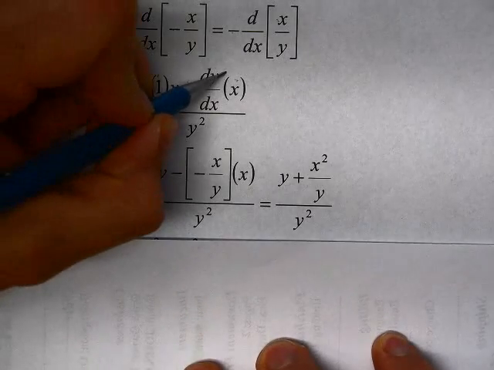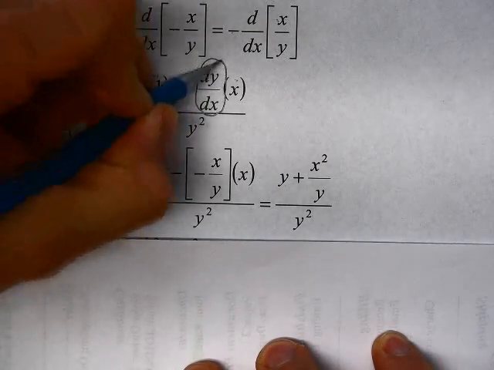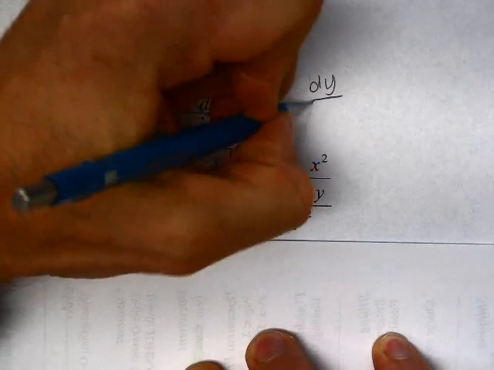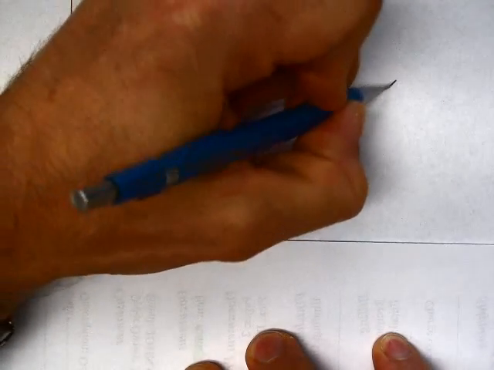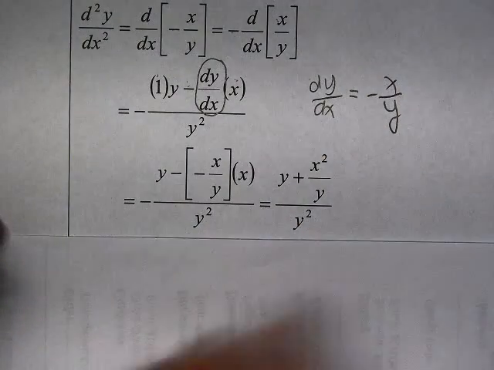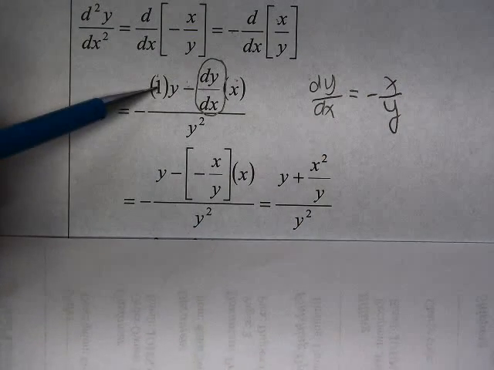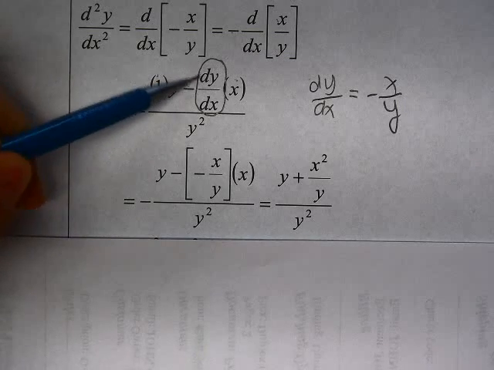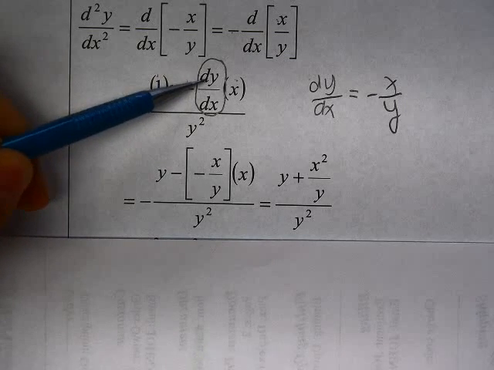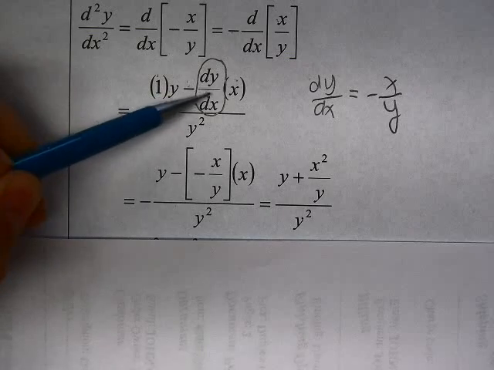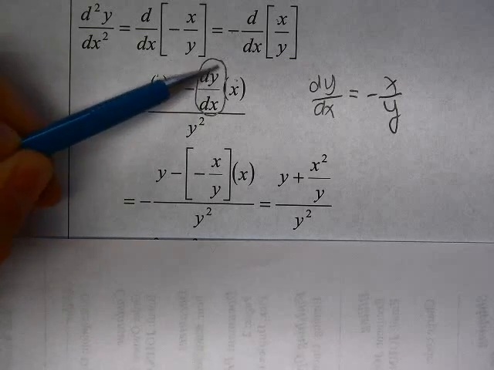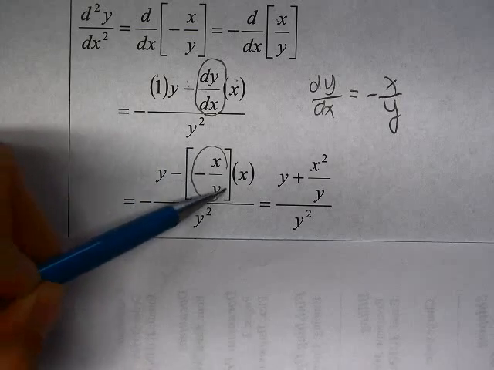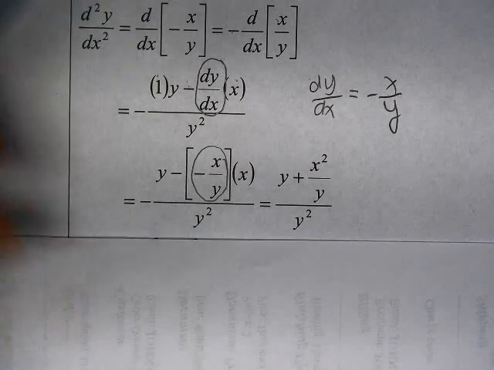Now here I have the first derivative. Early on in the problem, I found that dy/dx equals negative x over y. So I essentially have the second derivative here, but it's in terms of x, y, and the first derivative. I want to get the second derivative just in terms of x and y. So I'm going to make this substitution, dy/dx, and I'm going to substitute in negative x over y.